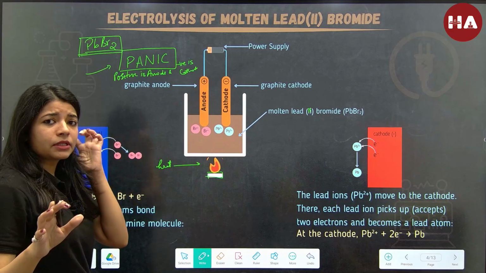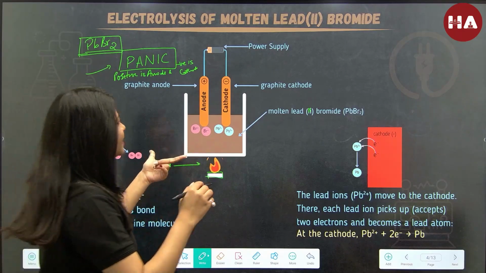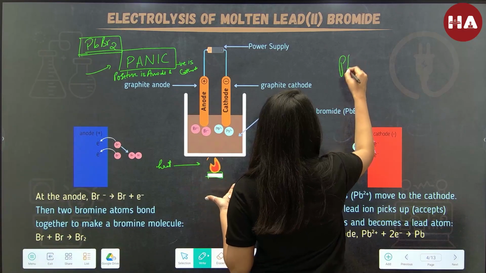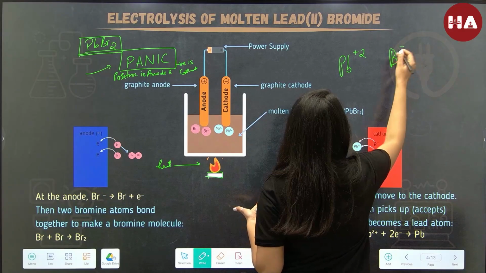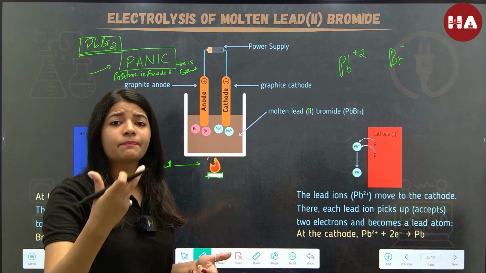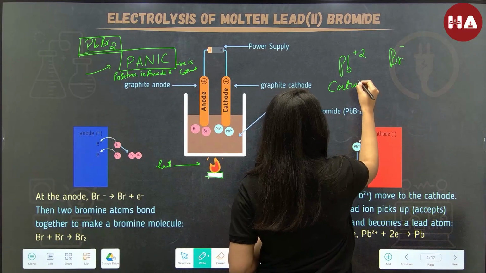Now what happens? There are two types of ions present in this particular electrolyte. What are these ions? There are Pb2+ ions and then there are Br- ions. This Pb2+, because it is a positive ion, I can say that this is a cation, right? And this is an anion.